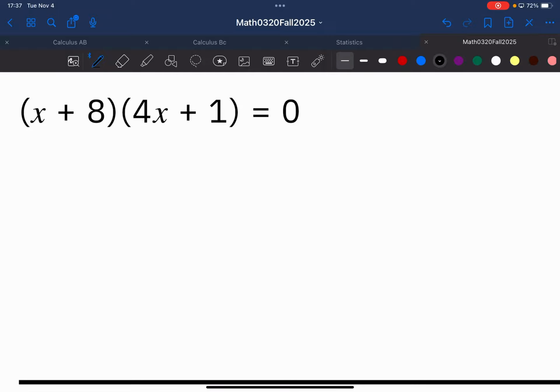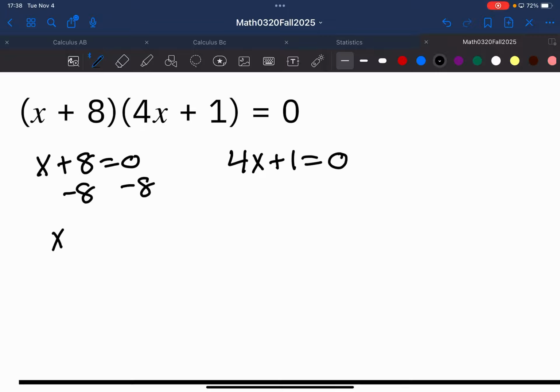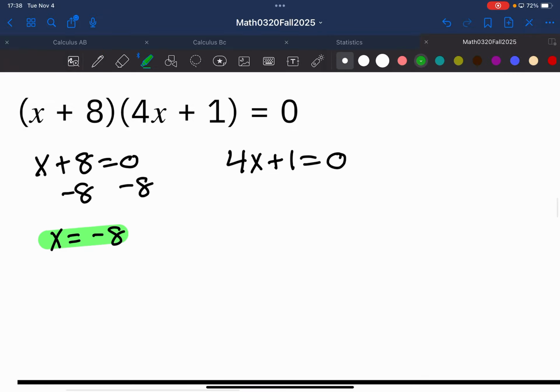Okay, so setting up the problem, you guys should have had x plus 8 equals 0 and 4x plus 1 equals 0. Okay. And so when you solved the first one, what did you get that x is equal to? Negative 8, because I subtract the 8 and I get x is equal to negative 8. That's my first answer. And then in this next part, we had to do 2 steps. So first we were going to do what? Subtract the 1. And so I have 4x is equal to negative 1.